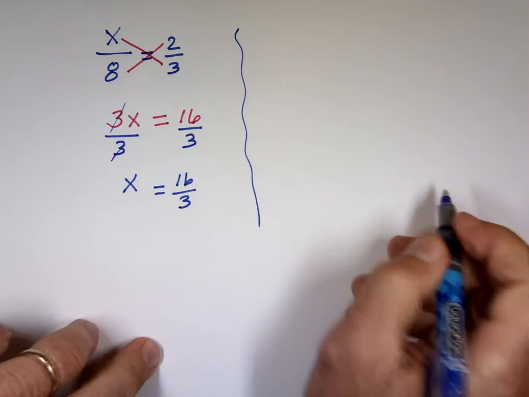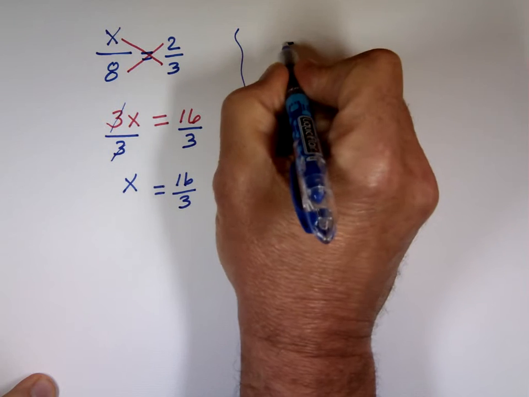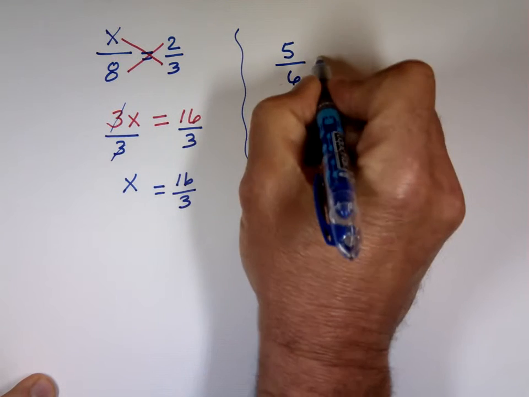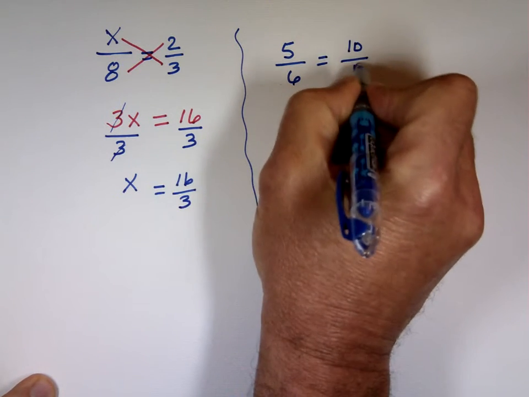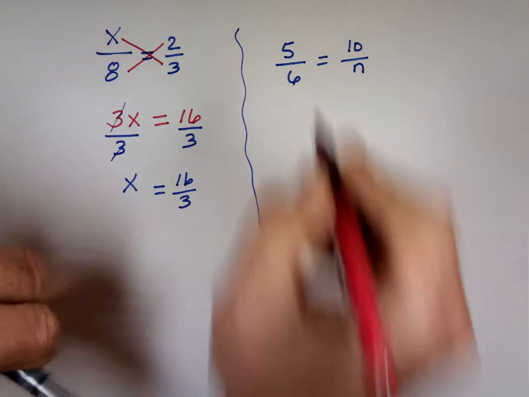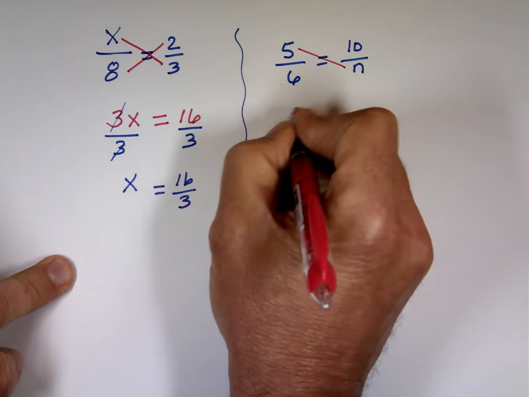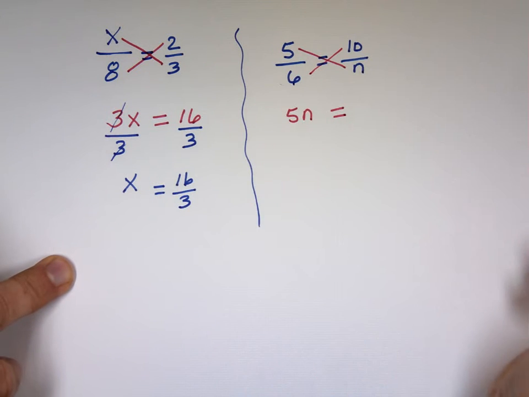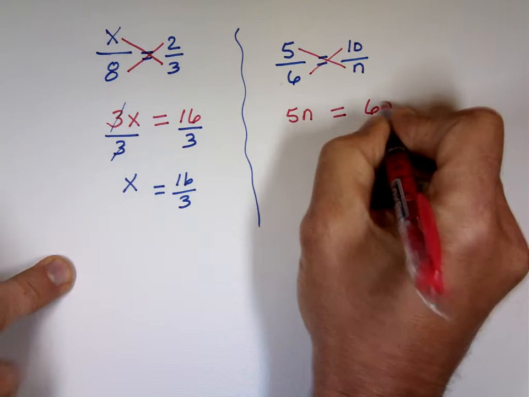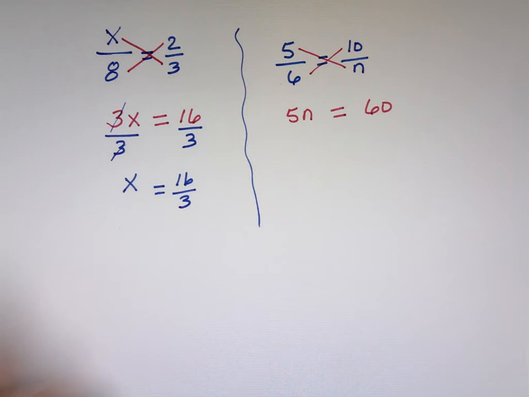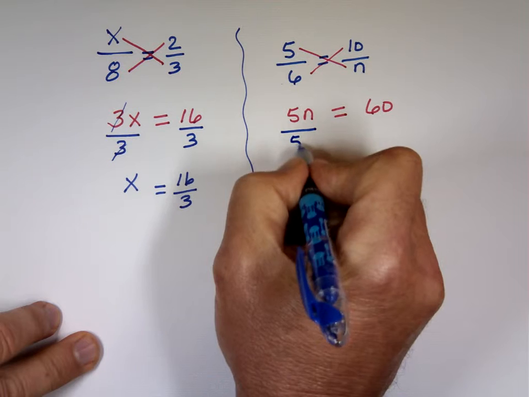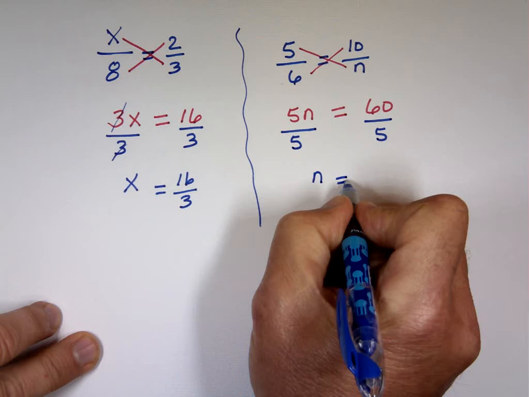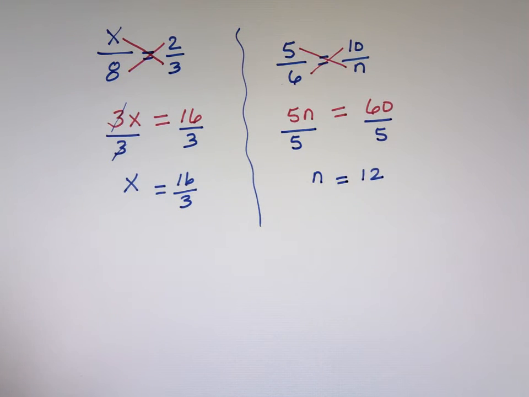Let's try another one using this method. 5/6 equals 10/n. Again, cross multiply. 5 times n is 5n equals 10 times 6, which is 60. To solve for n, I'm going to divide this side by 5, which means I have to divide this side by 5. n equals 12. 60/5 is 12.